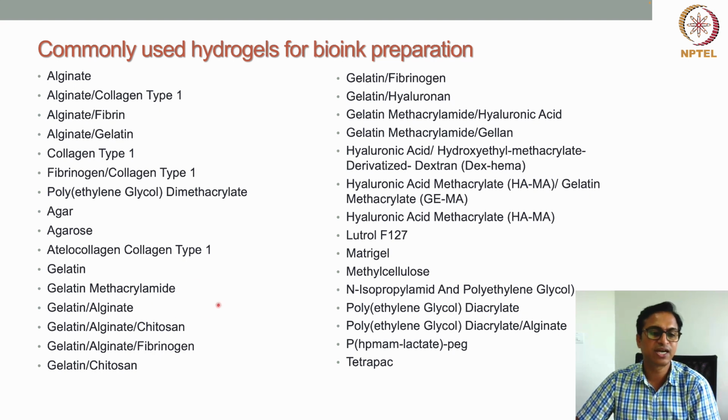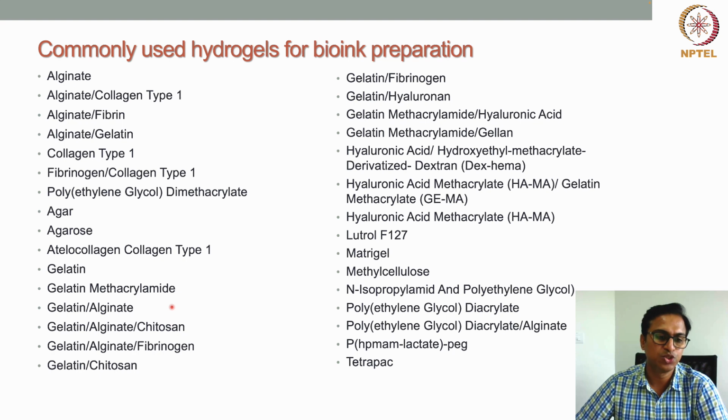Similarly, gelatin methacrylamide, GelMA, is another material, where the methacrylamide group is attached to the gelatin, and it has become a photosensitive material, so it can be used for photo cross-linking. It can be photo cross-linked, and it can be used for different photo based, light based 3D bioprinting techniques. Gelatin has been further combined with some other materials like alginate, chitosan, fibrinogen.